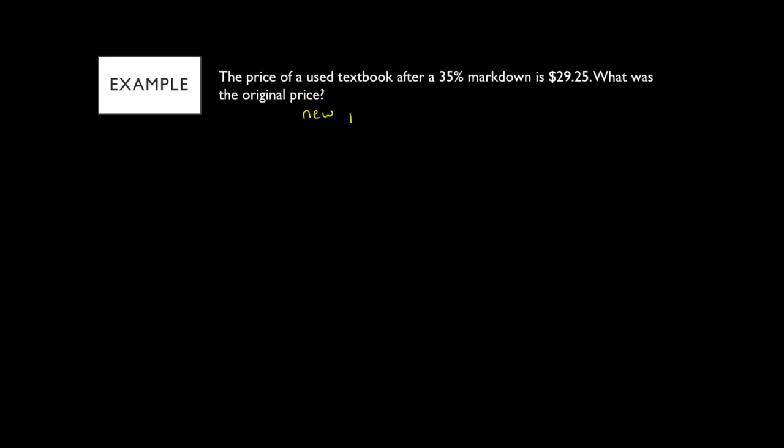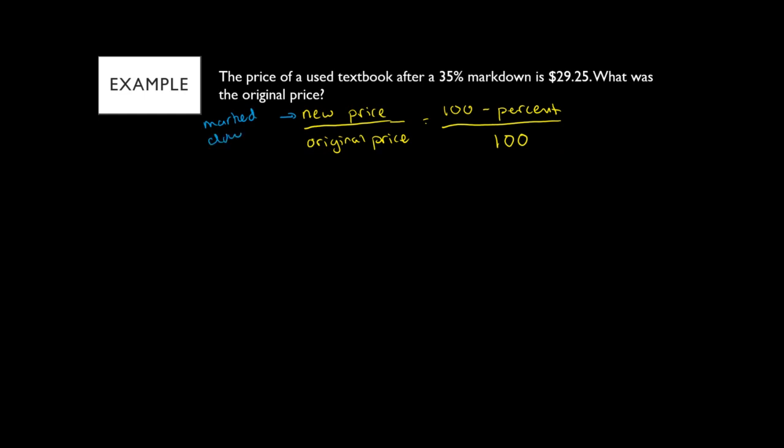So we're still going to have new price over the original price. And for markdowns, you're subtracting your percent, and then that's going to be over 100. So the new price, that is the marked down price, after you did something to it. We marked it down by 35%.